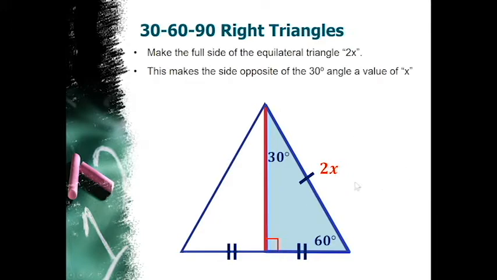our rule. So if this length is 2x, that means from corner here to the bottom left corner here would also be 2x. If we divide that in half, like I was talking about, that gives us a single x value for that bottom part. That single x is always going to be across from the 30-degree angle. The 2x is always going to be across from the 90-degree angle.